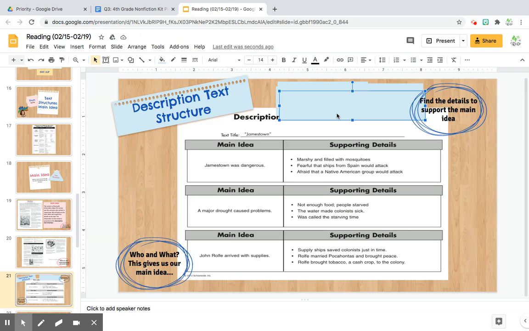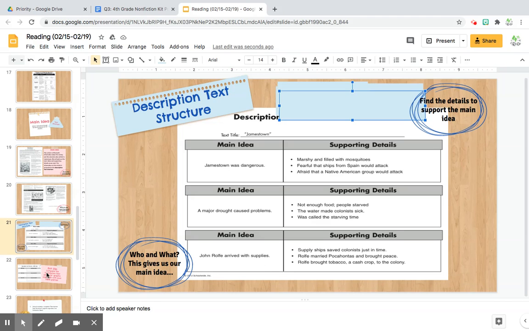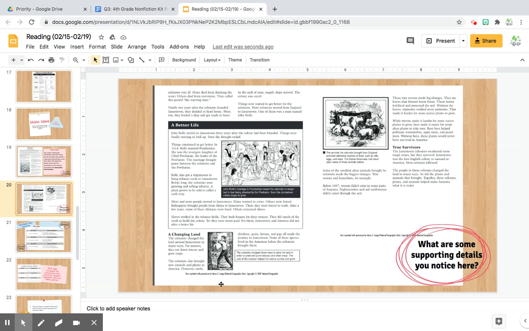Okay. We also know Rolfe, what else was important about him? He married Pocahontas, which brought peace. Rolfe brought tobacco, which became a cash crop for the colony. So because of all this, we have these details here that support his arrival and the supplies. All right, let's go ahead and just finish our article here, and you can kind of think about the main idea and details of these last few sections.